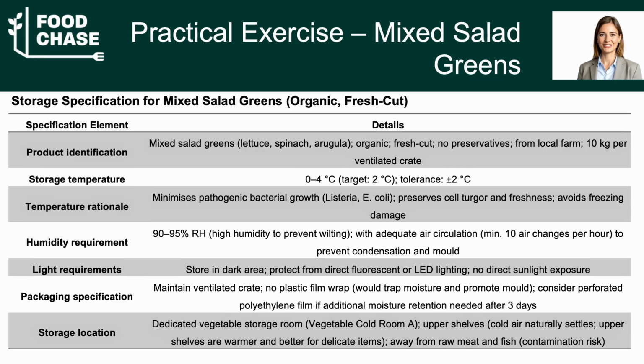Humidity, 90 to 95%, because the greens are losing moisture constantly and need humid air to stay plump. But, critical point, we also need good air circulation, at least 10 air changes per hour. Without air movement, moisture condenses on the leaves and molds grow rapidly. Light: dark storage. Chlorophyll degrades under light, turning the greens brown. So no fluorescent overhead lights. A dedicated dark room is best.